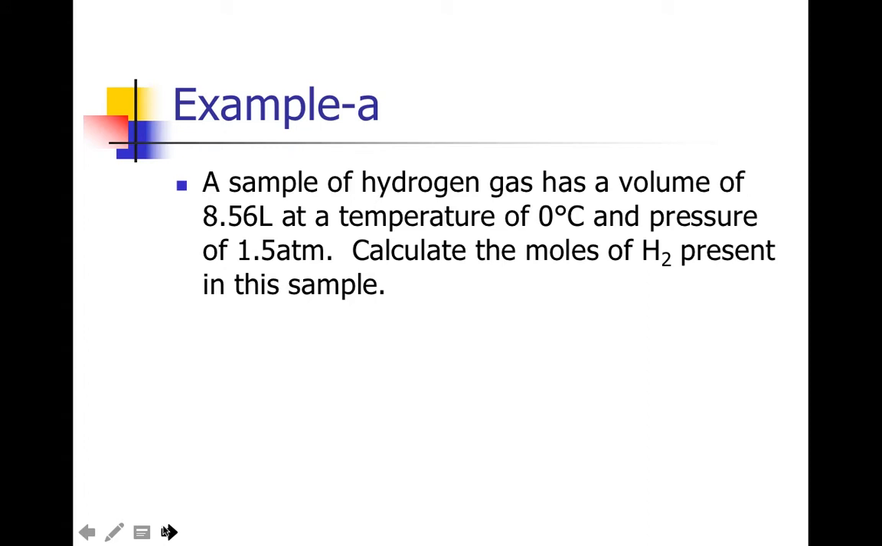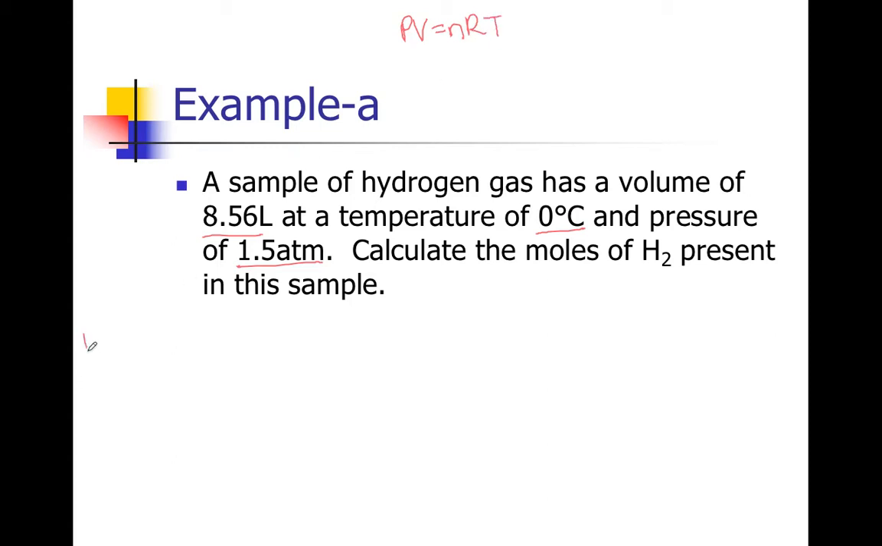So we're going to take a look at three different examples for the ideal gas law. This first problem says a sample of hydrogen gas has a volume of 8.56 liters at a temperature of 0 degrees Celsius and a pressure of 1.5 atmospheres. Calculate the number of moles of hydrogen present in this sample. So the information that we're given is 8.56 liters, 0 degrees Celsius, and 1.5 atm. So remember, the ideal gas law equation is PV equals nRT.